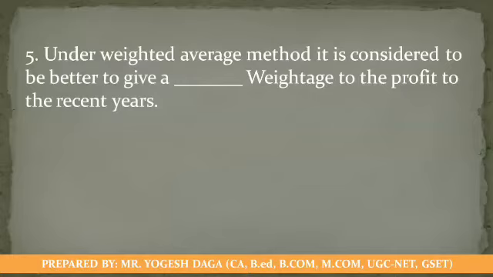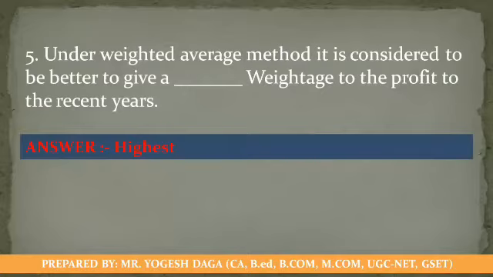Fifth question. Under the weighted average method, it is considered better to give a dash weightage to the profit of the recent year. Under the weighted average method, what weight can we give to the profit which belongs to the recent year? The correct answer is that we are required to give the highest weight to the recent year's profit, and going back, the weight will decrease. Suppose the earliest year gets weight 1, and likewise 2, 3, 4, 5, 6.